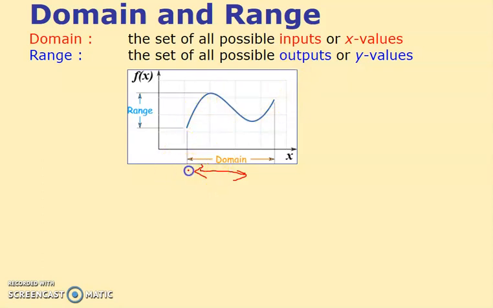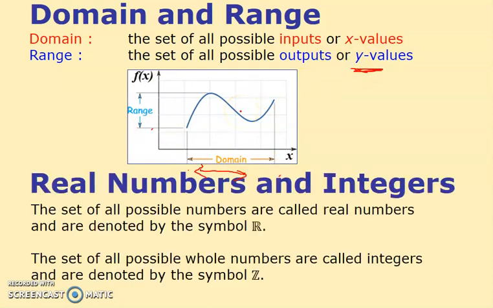And here it goes from there to there. The range is the y values. I want to highlight that to you several times. And I suppose we have started looking at these posh symbols.